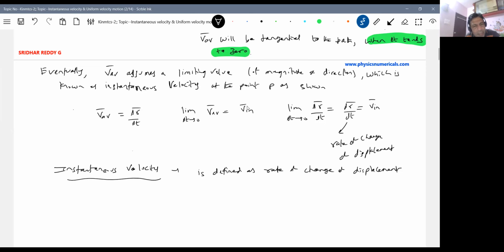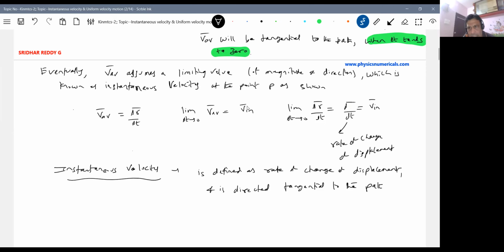What do you mean by instantaneous velocity and how will it be directed? It will be directed tangential to the path. There's no doubt. So it's defined as rate of change of displacement and is directed tangential to the path.